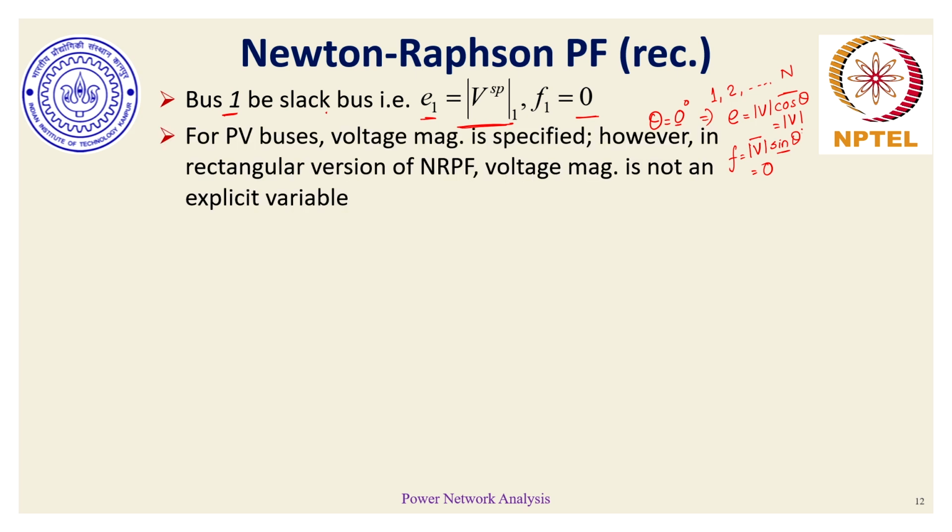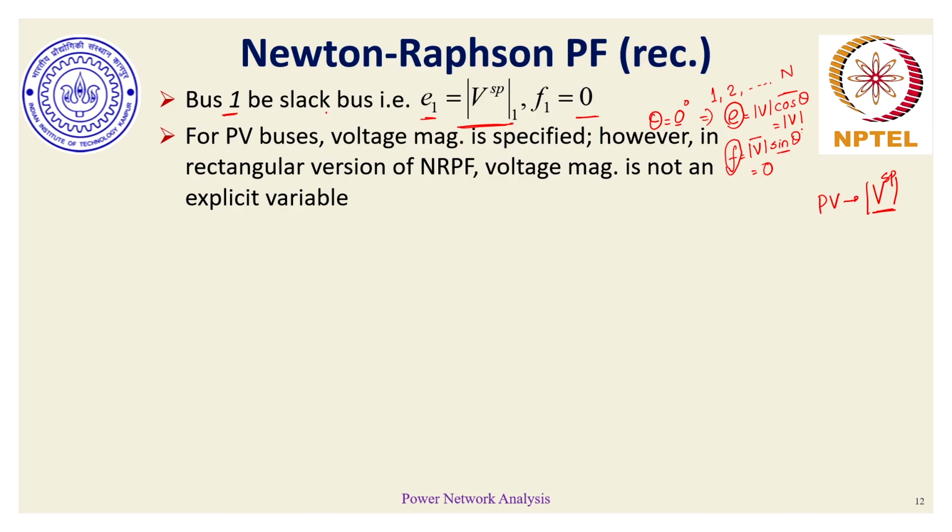For PV buses, voltage magnitude is specified. That means for every such PV bus, we know the specified value of voltage. But unfortunately, in Newton Raphson polar rectangular coordinate, voltage magnitude is not an explicit variable. The variables are all E's and F's. So how do we handle these E's and F's in terms of voltage magnitude?